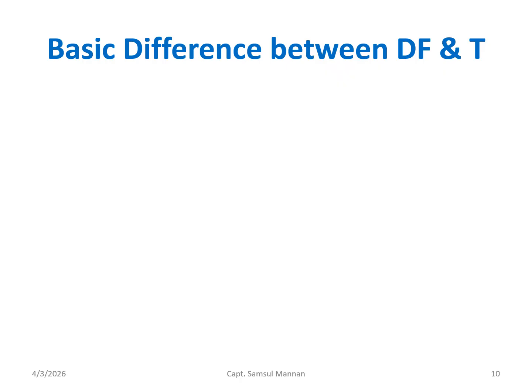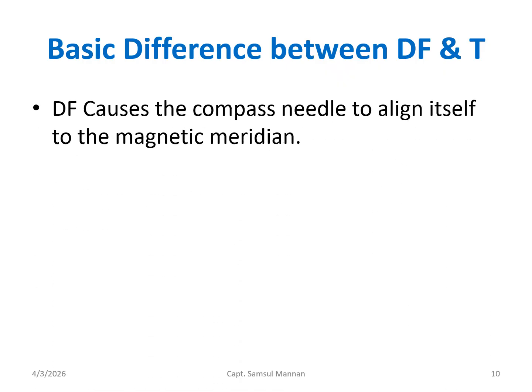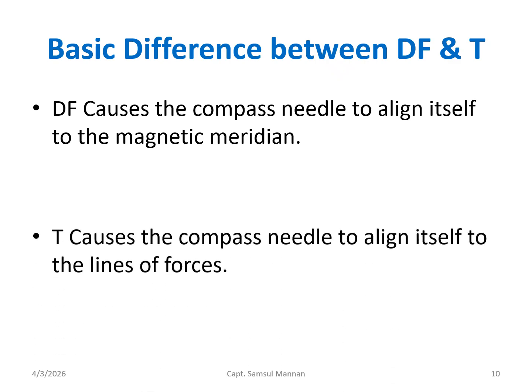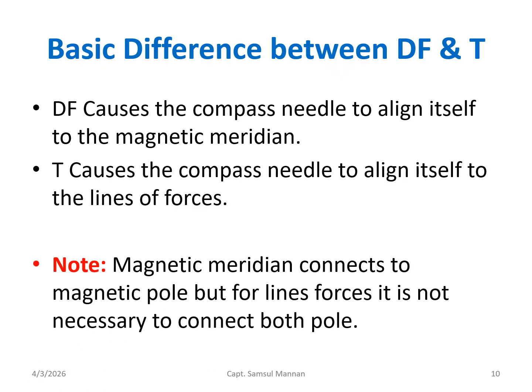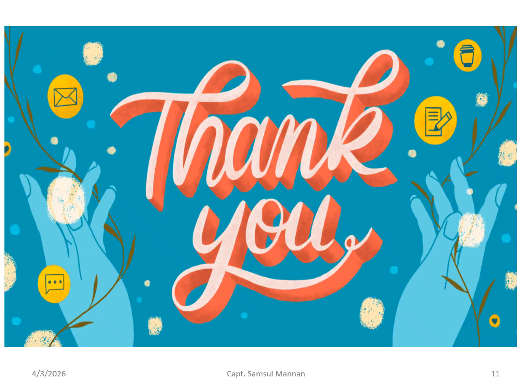Let us see what the basic difference is between directive force and Earth's total magnetic force. Directive force causes the compass needle to align itself with the magnetic meridian, whereas the Earth's total magnetic force causes the compass needle to align itself with the lines of force, right? I hope these definitions will help you to understand the magnetic compass better.